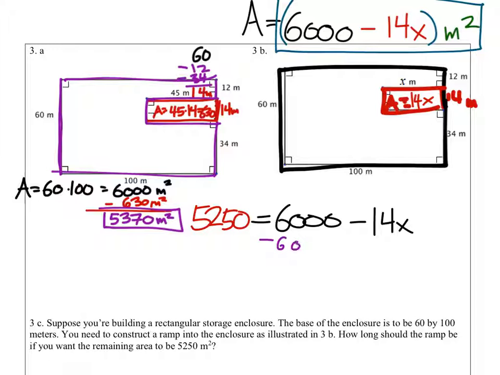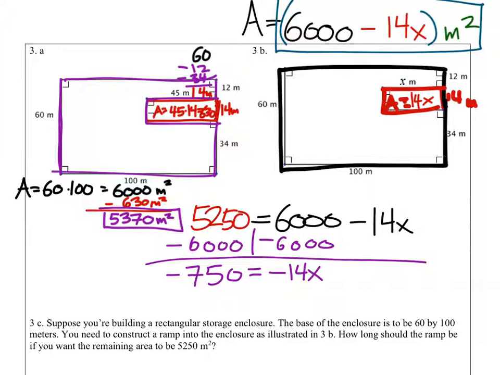Let's go and subtract 6,000 from both sides. So that gives me negative 750 equals negative 14x. And finally, to solve, we'll divide both sides by negative 14, which will tell us the length of that ramp. By the way, the 750 represents the area of the ramp. So by dividing it by negative 14, it's going to give us the length. Yeah, 53.57. I'm going to round it to 53.6. And that's in meters. So that would be the length of the ramp, given that area right there.